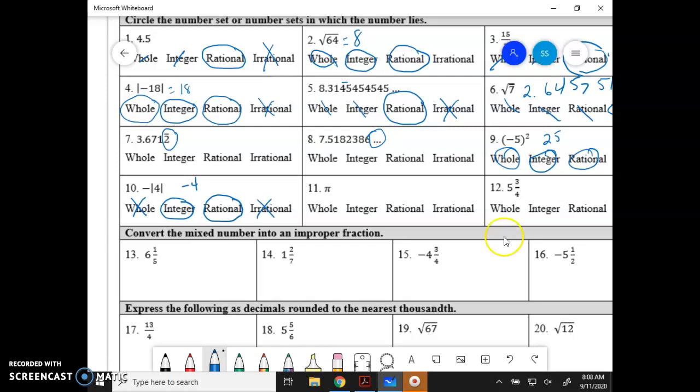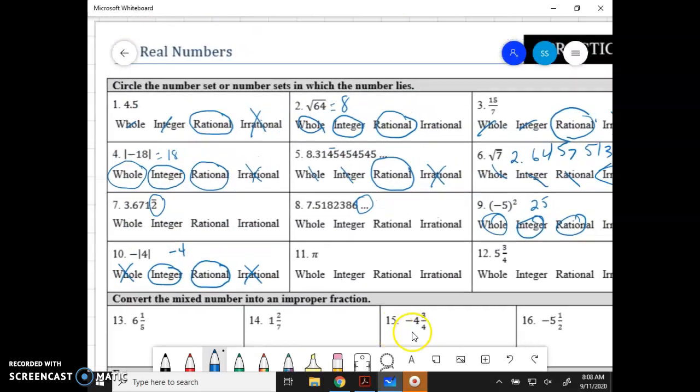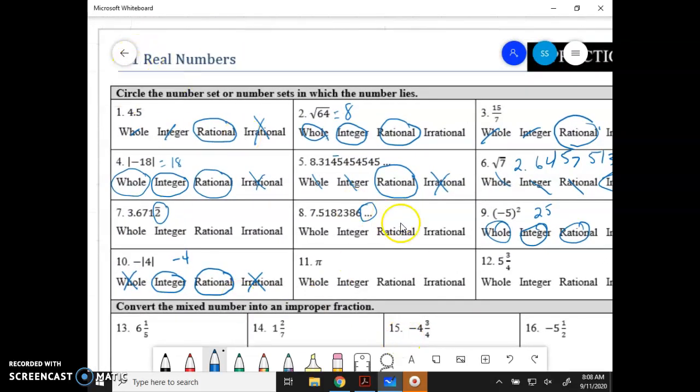All right. I might make another video here later, but this one, I just wanted to cover these first ones. There will definitely be questions like this on the test, so make sure you're comfortable determining these number sets. All right.